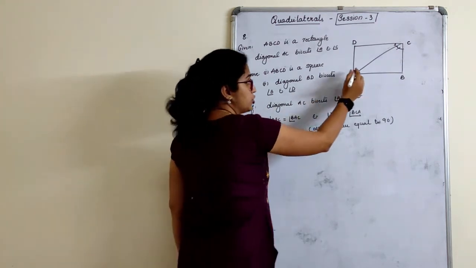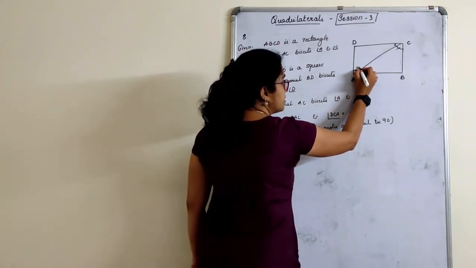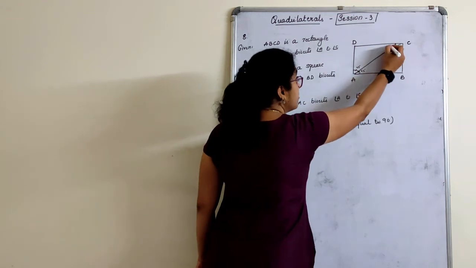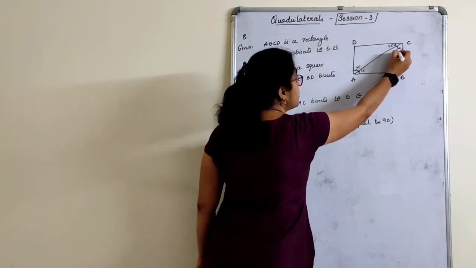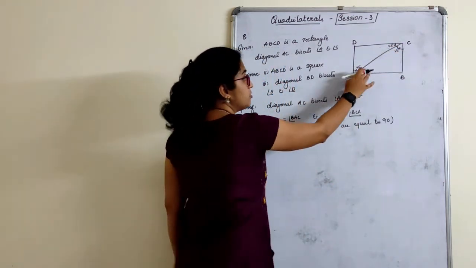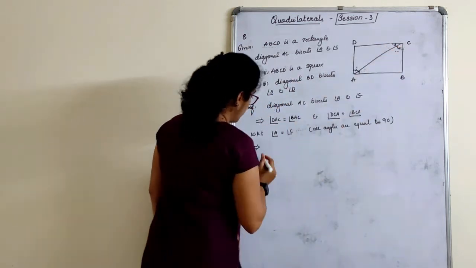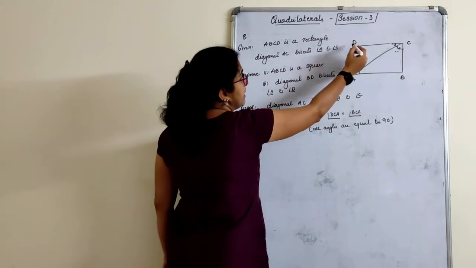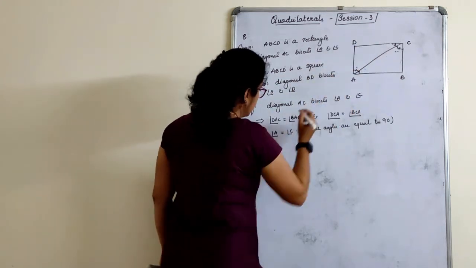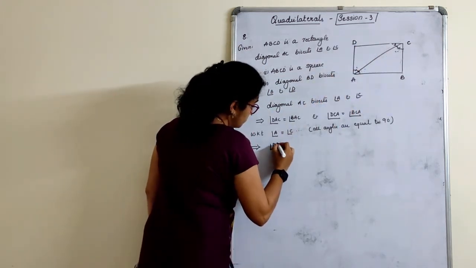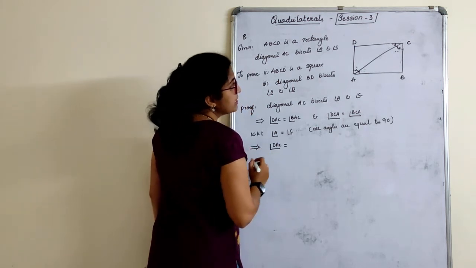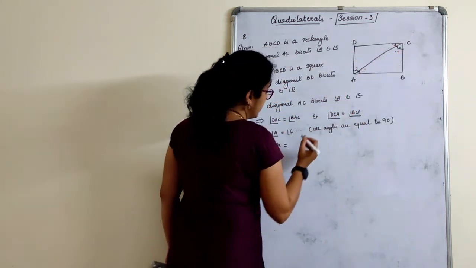One more example now, children. 90 it is, so this is 45. This is 45. This also has to be 45. This also has to be 45. Correct? So they are mutually equal to each other. Therefore, can I tell angle DAC is equal to angle DCA?